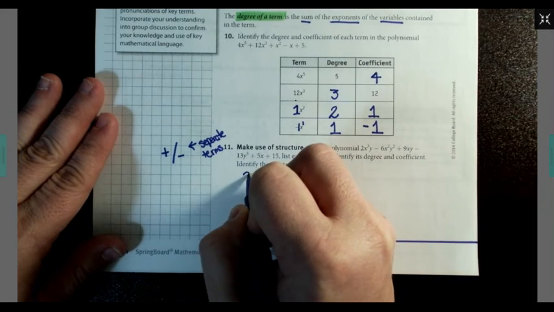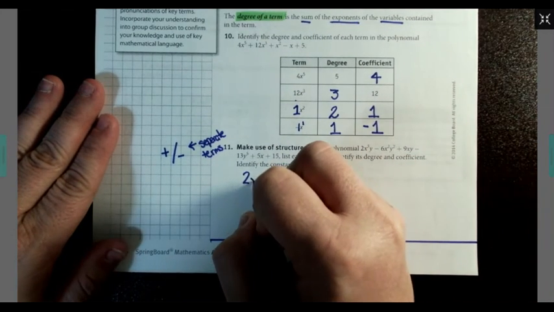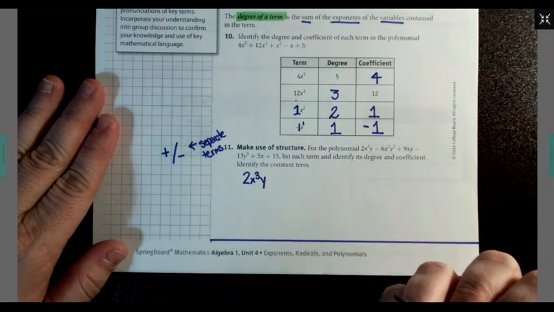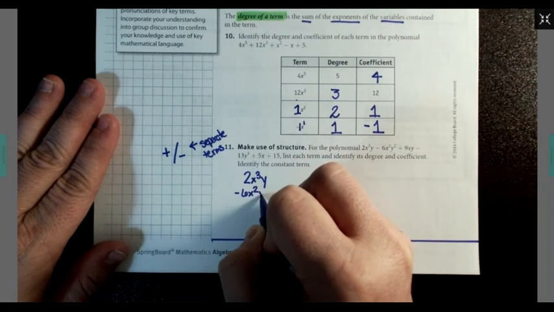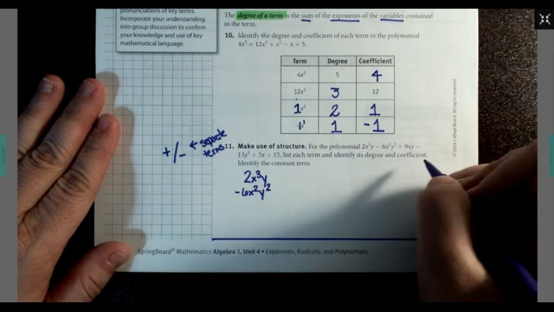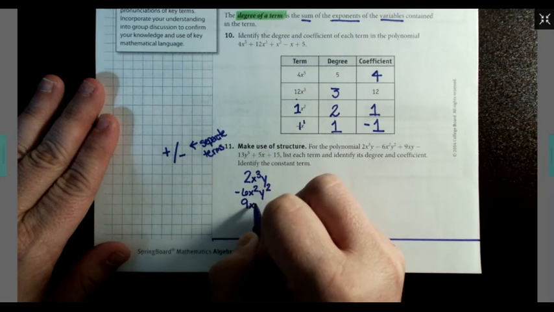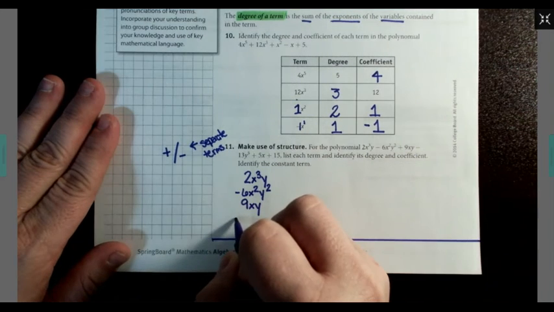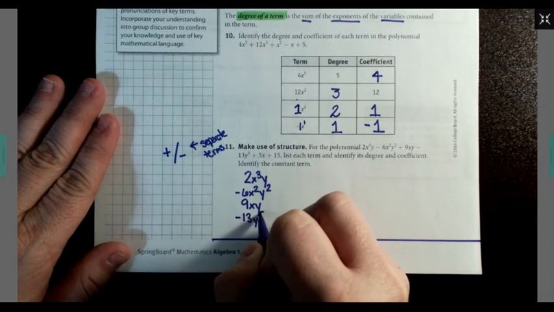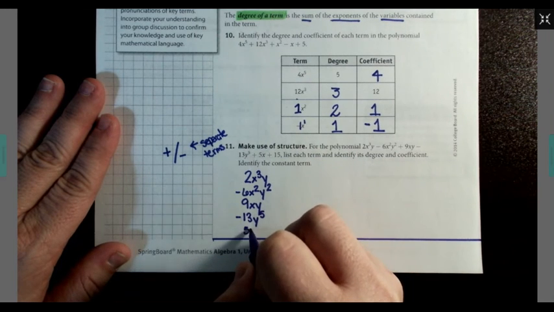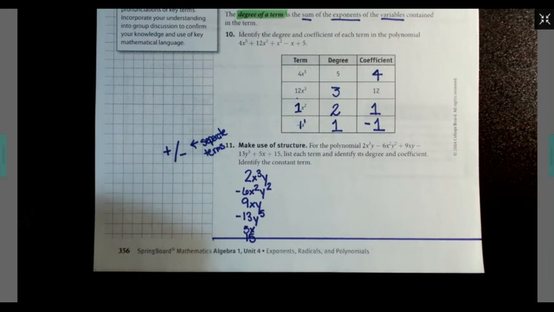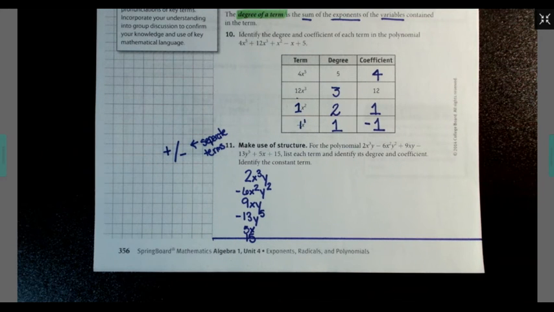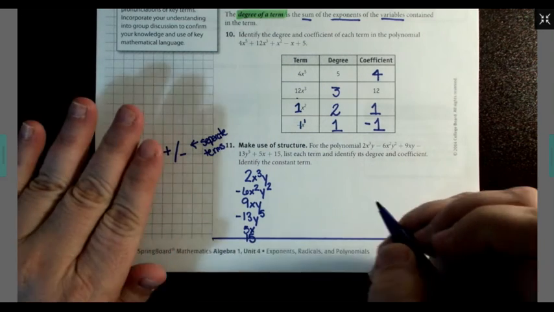So, we have 2x cubed y, negative 6x squared y squared, 9xy, negative 13y to the 5th power, 5x, and 15. Now, let's talk about our degree.